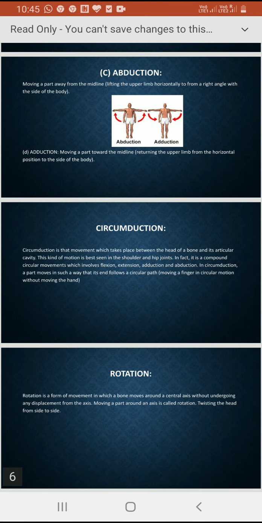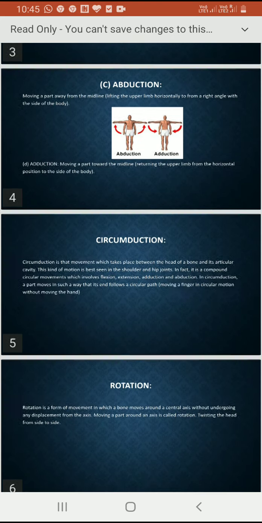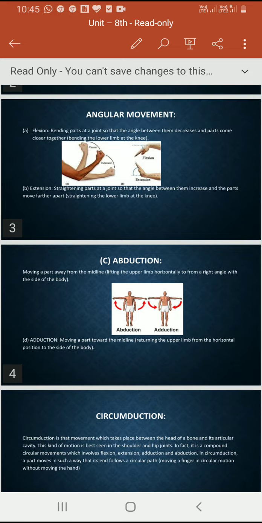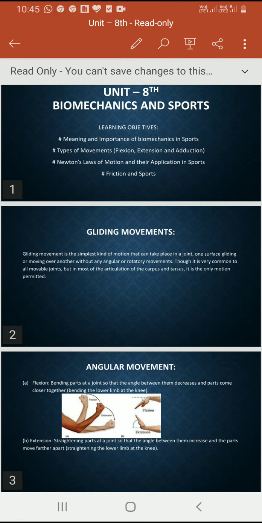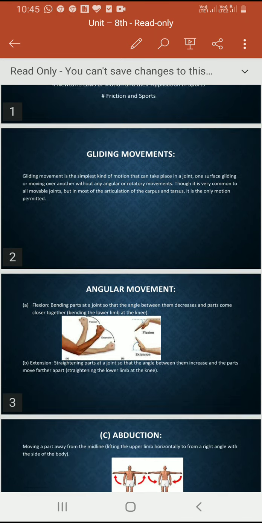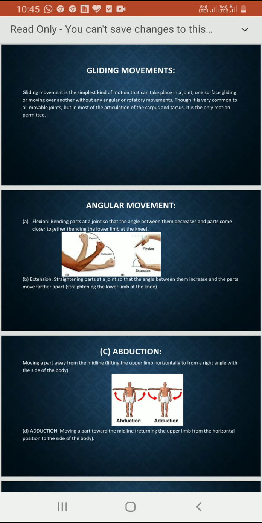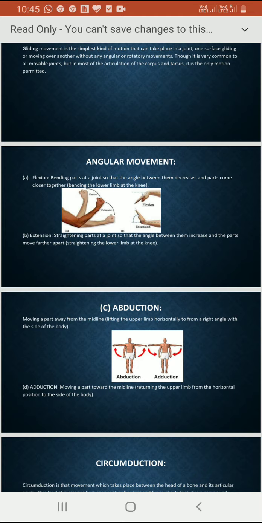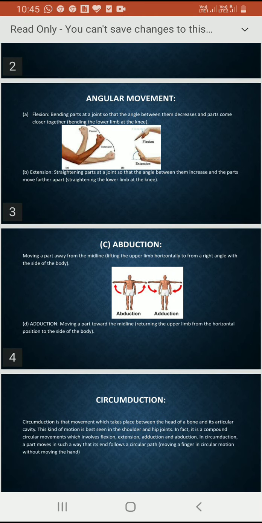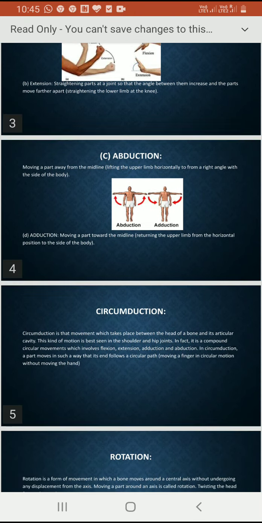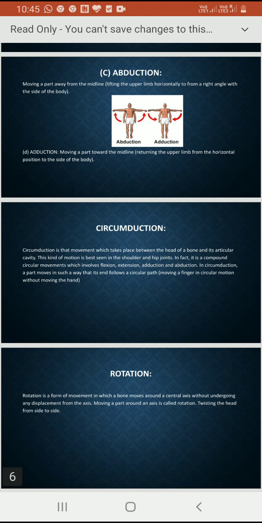So these are the movements you have read today. First you have read about gliding movements, angular movements, flexion and extension, then abduction and adduction, and now circumduction and rotation. All these movements you have to revise, note down in your notebook and complete your writing work.